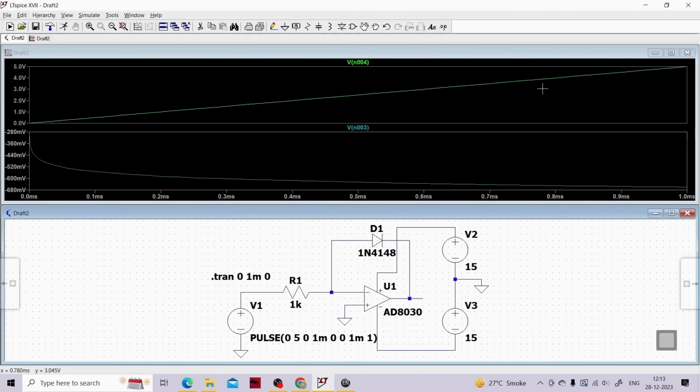This concept of a logarithmic amplifier using an Opamp is not explained anywhere on YouTube or maybe on any other social media platform.